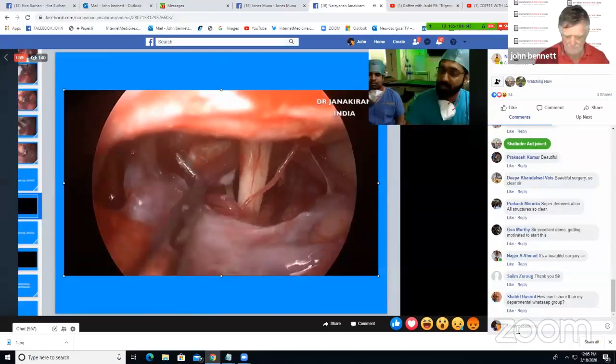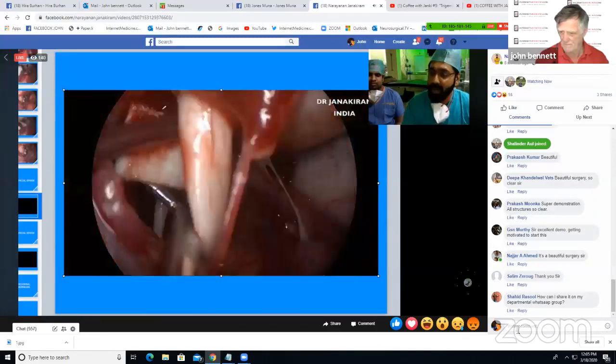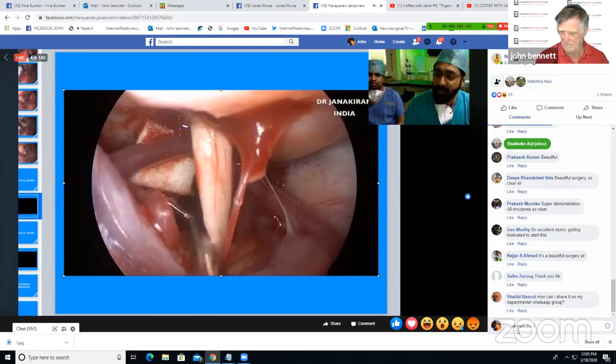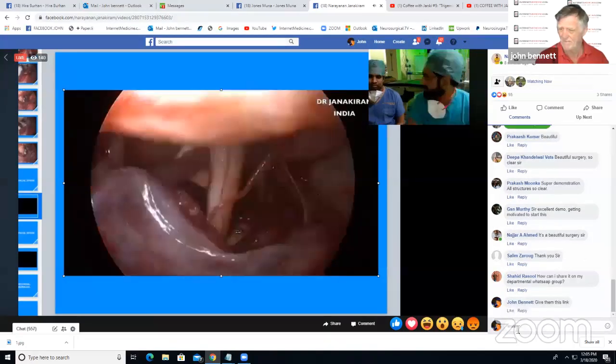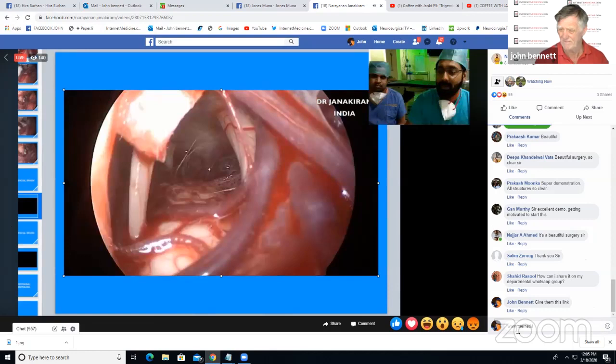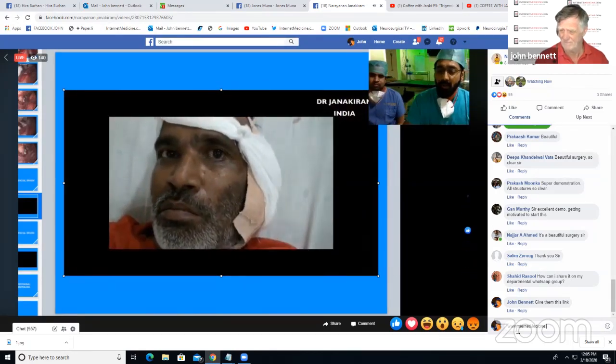Now here we are, I placed that Teflon very clearly. And now you can see that the loop is completely separated very, very clearly. Can you see that? Very, very nicely separated. That's the seventh nerve, that's a fifth nerve there. And of course, this is the patient post-op, completely rid of the spasm.